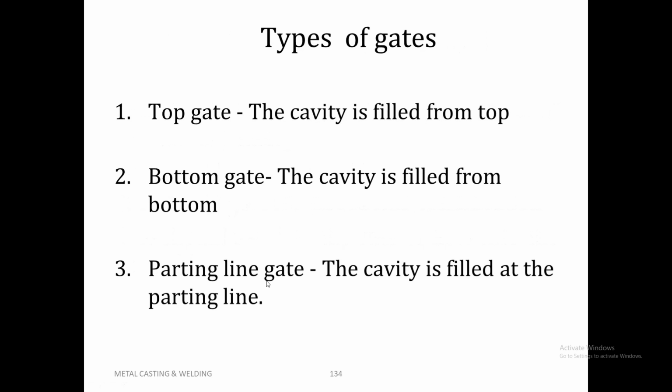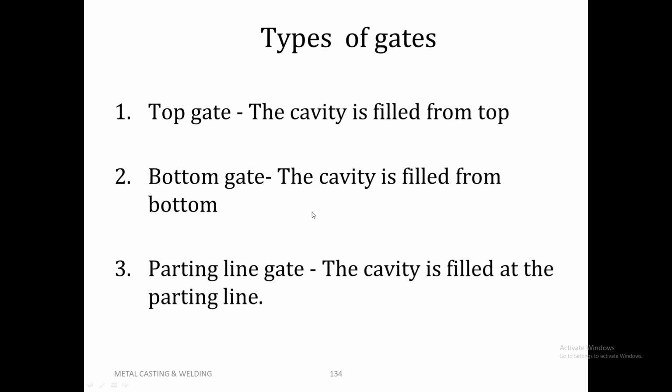Now, different types of gates. The common types of gates that we find are the top gate, the bottom gate, and the parting gate. Top gate, because the cavity here gets filled from the top. Bottom gate, the cavity here gets filled from the bottom. So through its name itself, it denotes what its function is or how it behaves. And parting line gate, the cavity gets filled at the parting line. In a cope and drag, you have a parting line. There, it goes and fills the cavity.